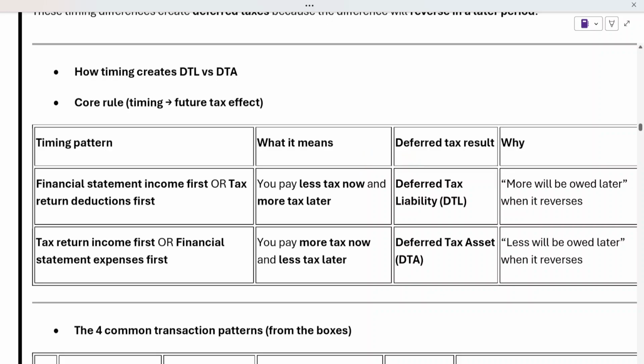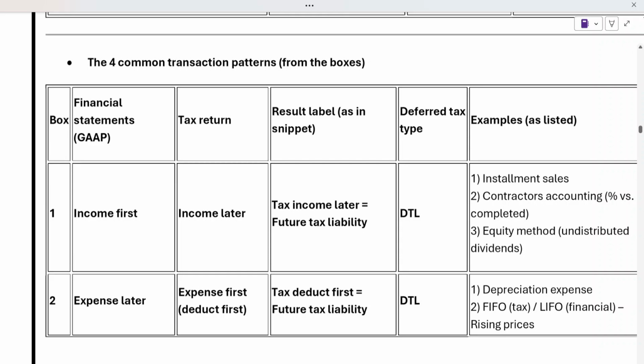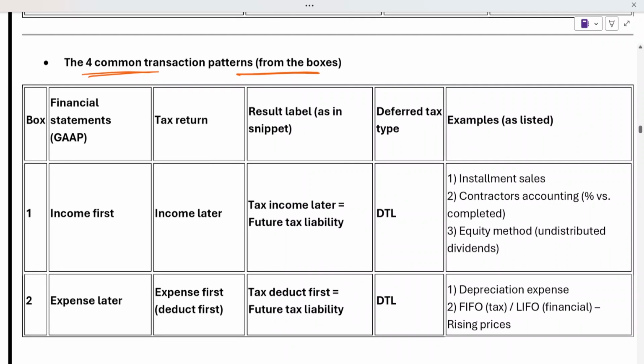Or if you don't want to refer to these things, then the simple method I have shown you is that you need to write what is your books income or profit, and then you need to write what is your tax profit. Then the four common patterns or examples which we have seen within the CPA examination, one of which is a simple case of installment sales. The other case may be contractors' accounting, where the method may be percentage of completion versus full completion. There may be some cases of undistributed dividends as well. So these cases create a deferred tax liability for you.